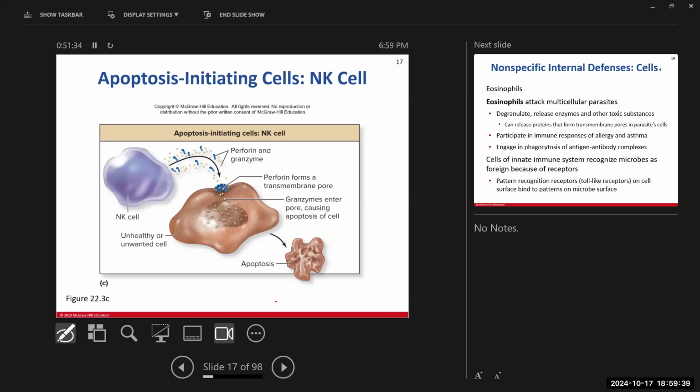There it is. There's the beauty of the natural killer cell. It's found an unwanted or unhealthy cell, and so it starts to release the perforins, and it punches a hole into the plasma membrane. And then next, it just starts pumping in the granzymes. The granzymes just eat away and destroy the internal structures of that cell, wipe it out, kill it. It ends up in apoptosis. And that's what natural killer cells do.